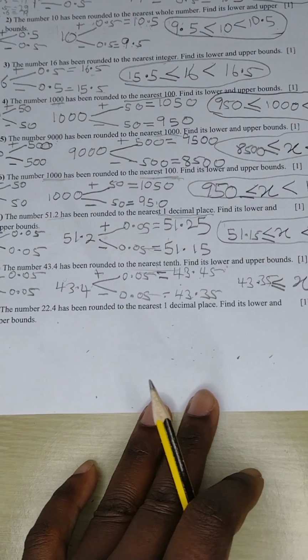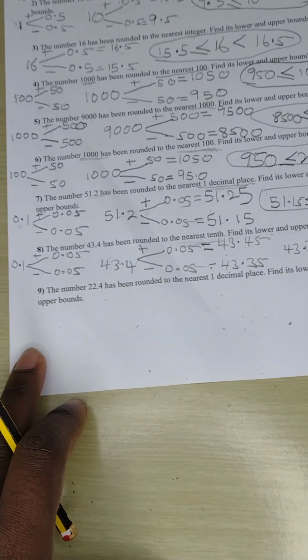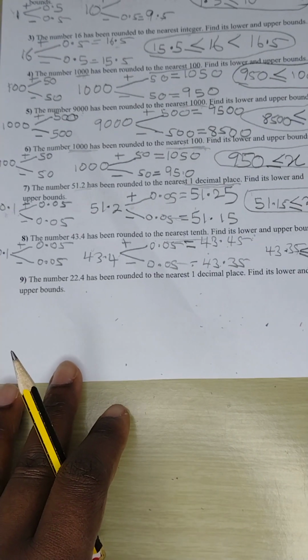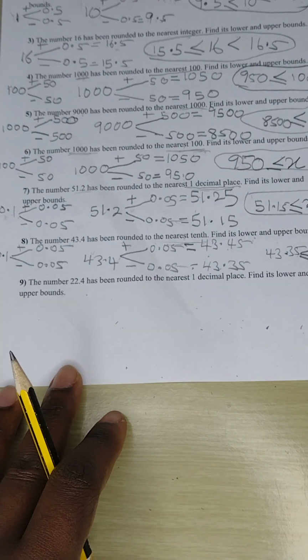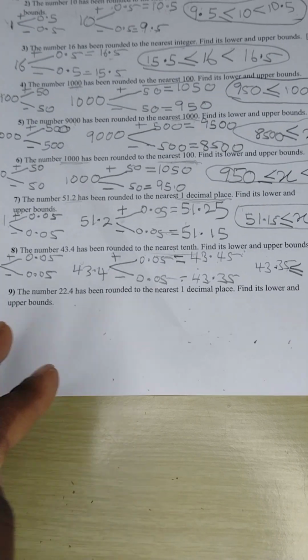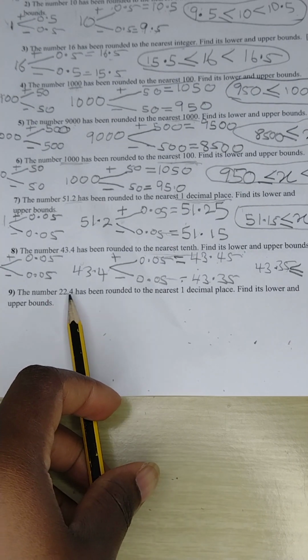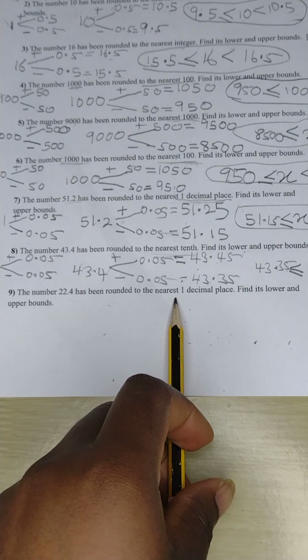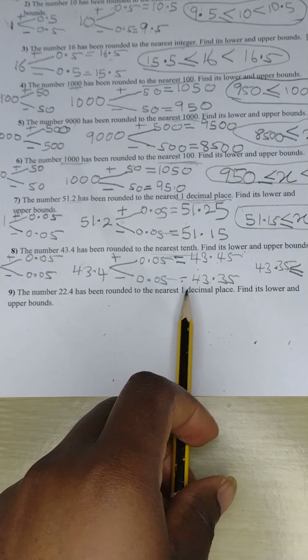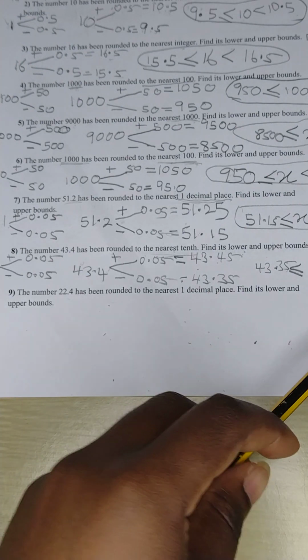And that's the answer. So on to the last question, question 9. The number 22.4 has been rounded to the nearest one decimal place. Find its lower and upper bound.